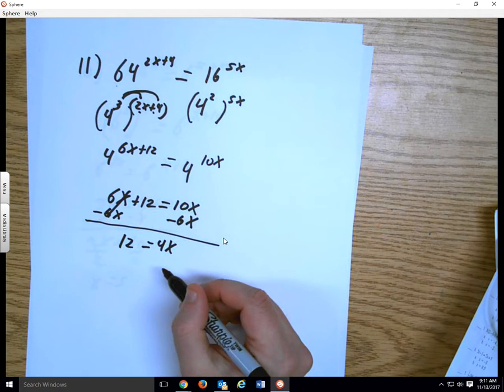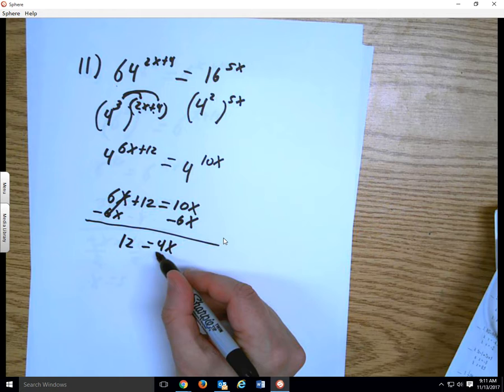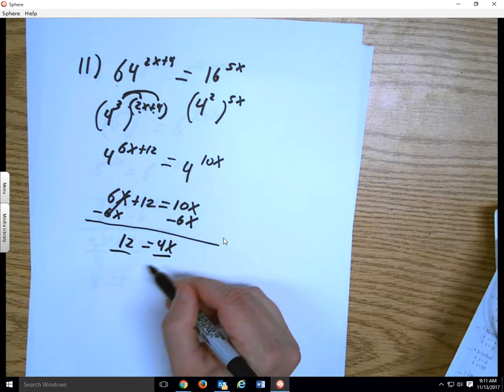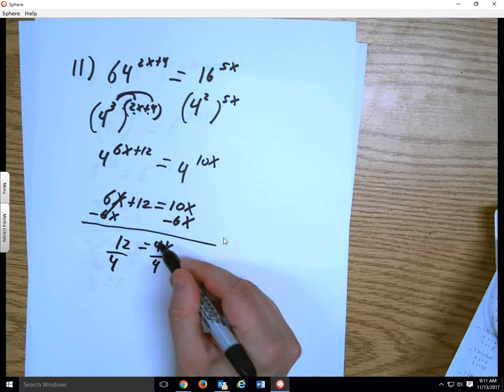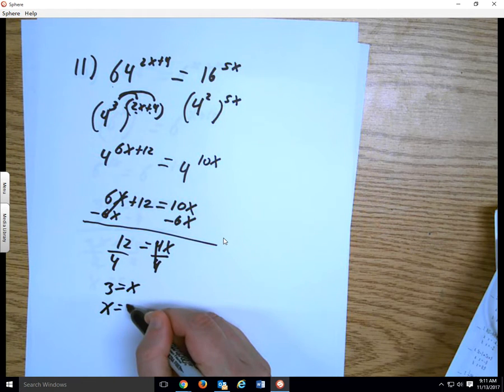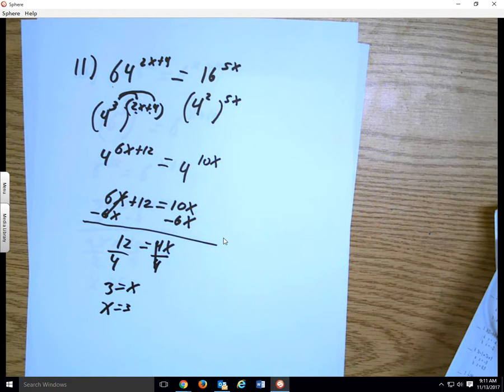What would be the last step on this one to solve for x? So what's the 4 doing to the x? It's multiplying. So the last step would be to... Good. So then you would have 3 equals x. Oh, that's the same thing as saying x equals 3. So that would be the right answer for that one.